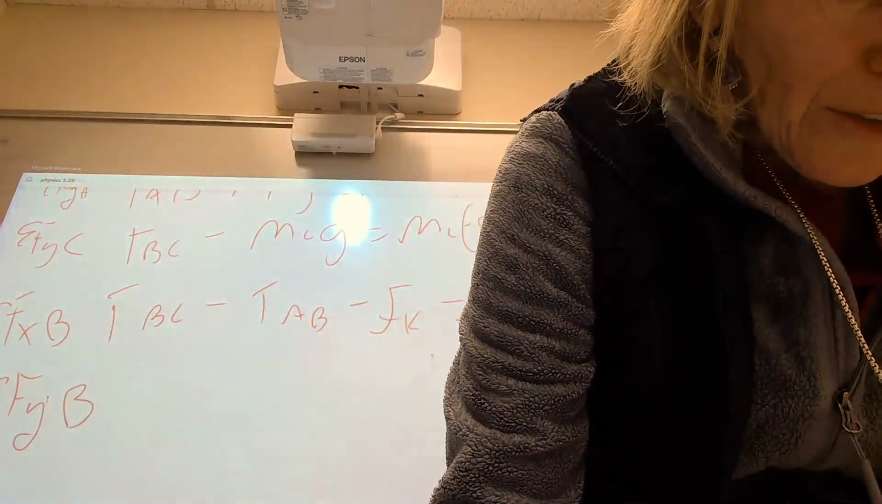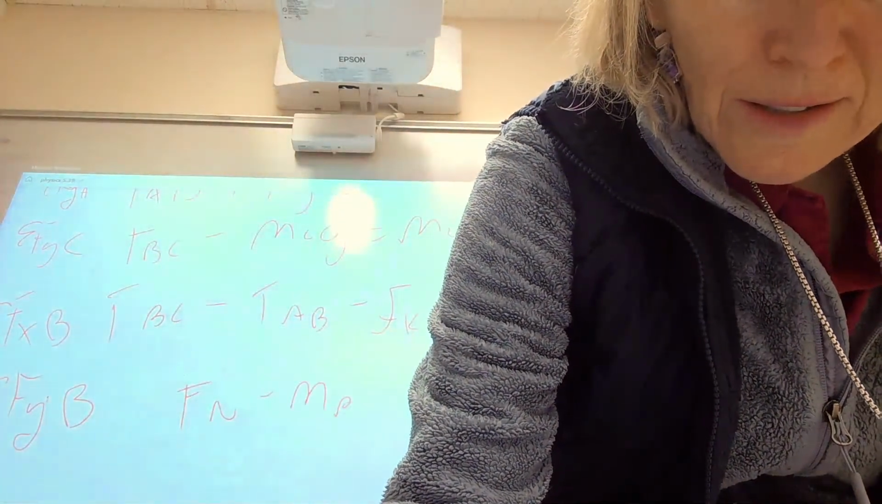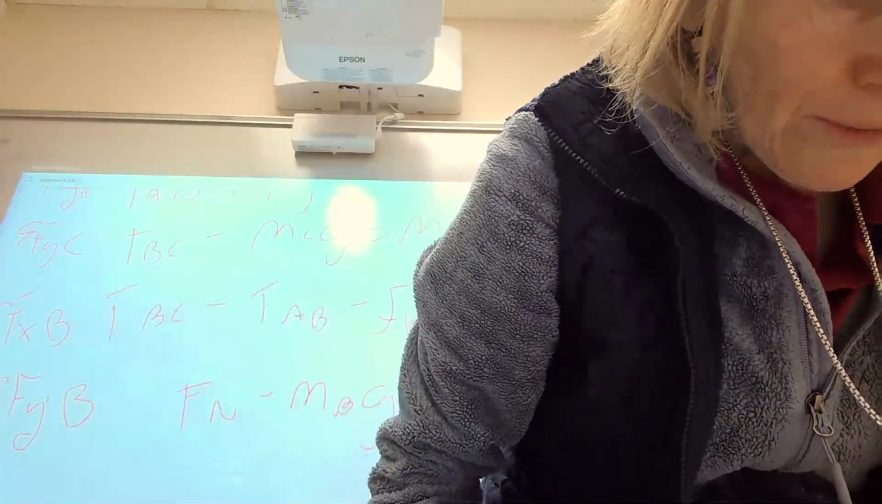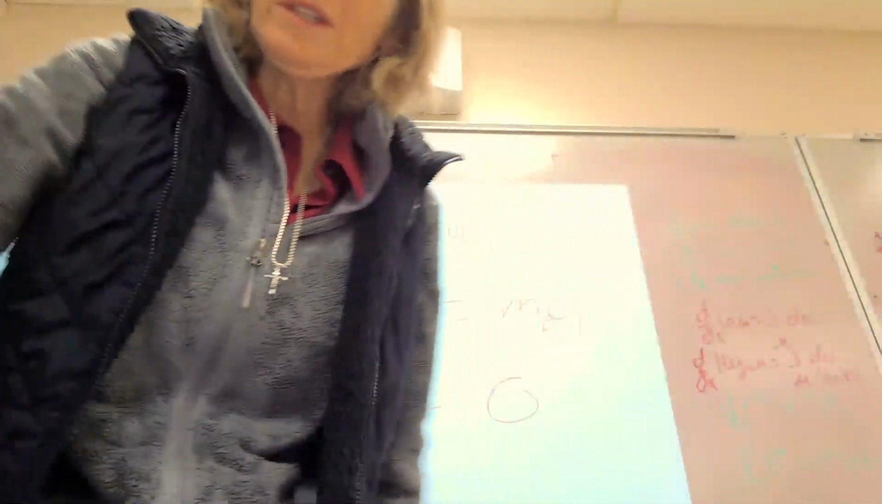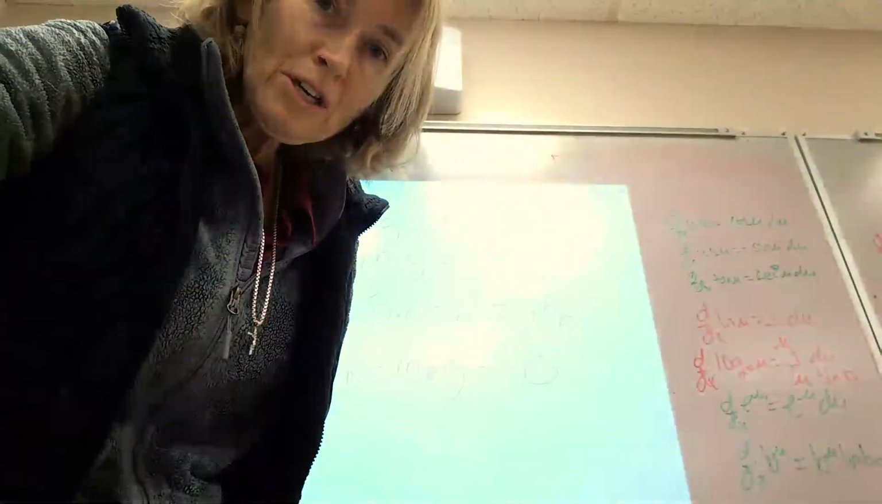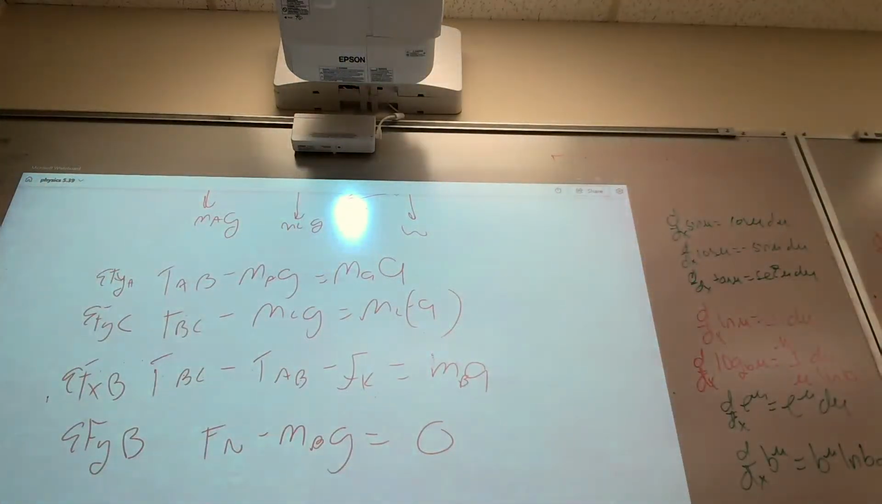Well, that's our standard one, right? Normal minus the weight is equal to 0, because that's not accelerating upward. This part is the physics. Right now you're just doing algebra, solving simultaneous equations.